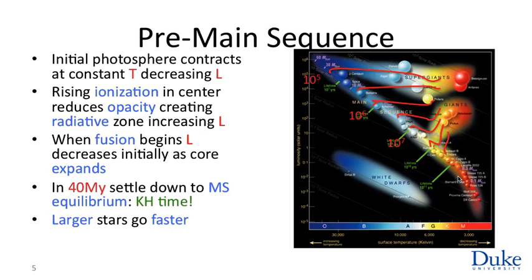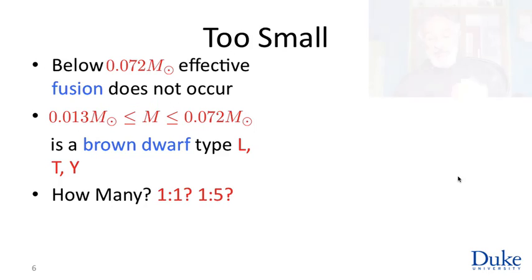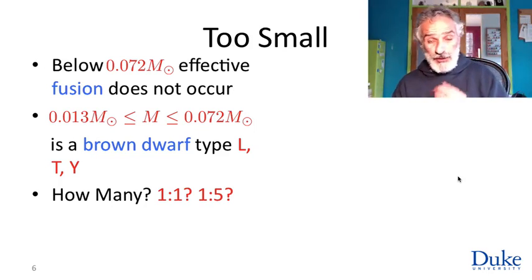What happens if you start with a cloud that is too small? What happens if you start with a cloud that is too big? Why does the main sequence end? The mechanisms of star formation should tell us, and they do.